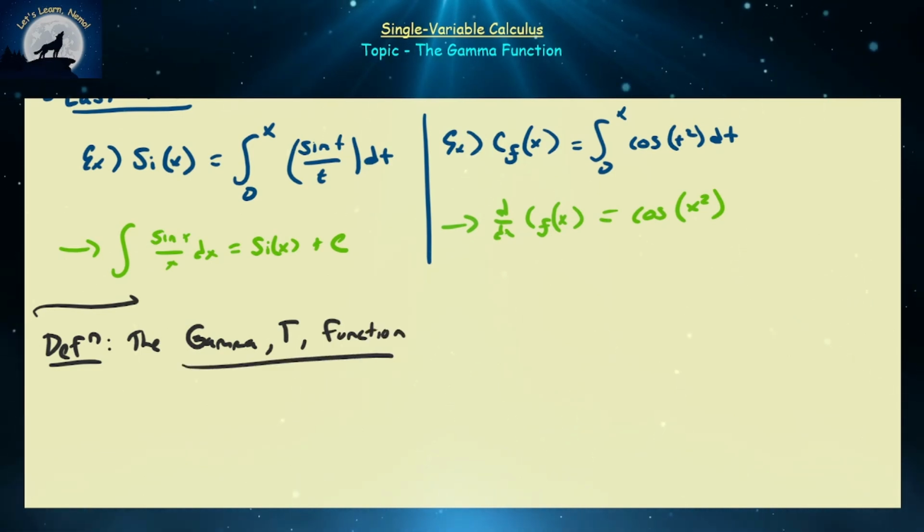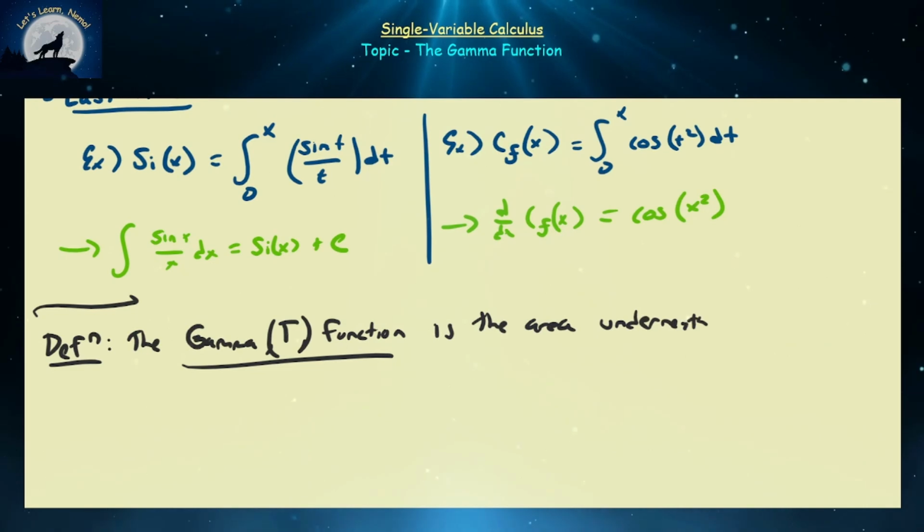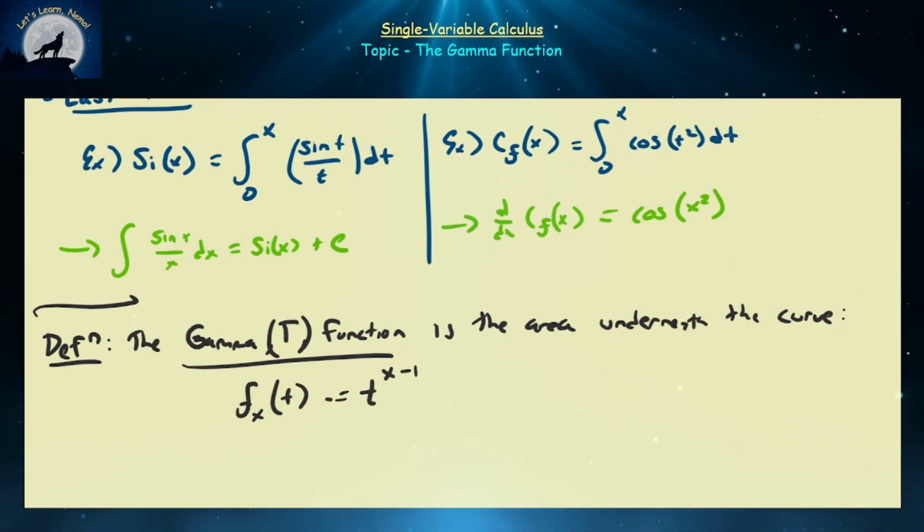So the gamma function is the area underneath the curve given by f_x of t equal to t to the power of x minus 1 times e to the minus t, where t ranges from 0 to infinity.